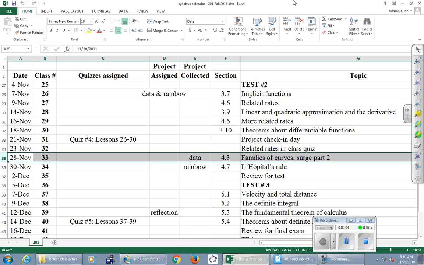Today is Monday, November 28th. We are covering section 4.3, families of curves. We're also going to have a look at the surge function again, which we looked at during a previous group activity. Today, the data project is due, so whatever you've got, throw it in the folder.